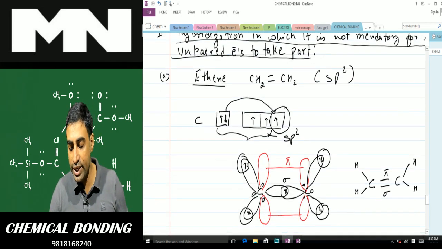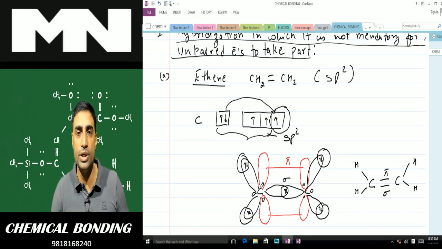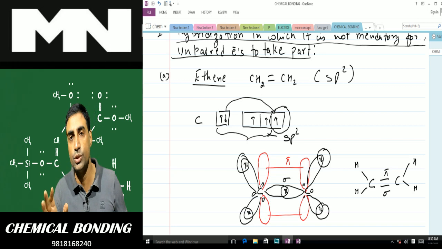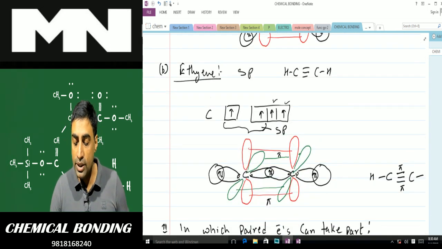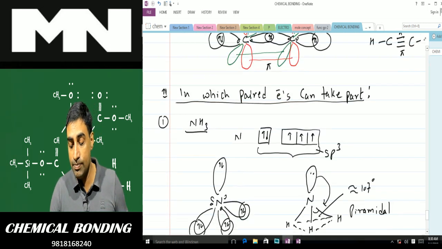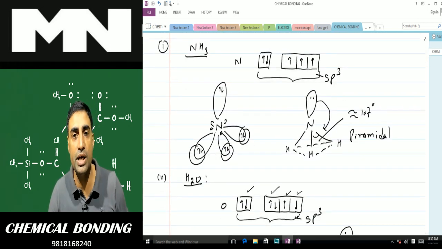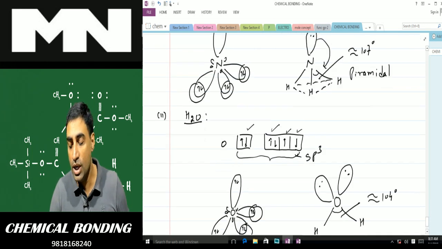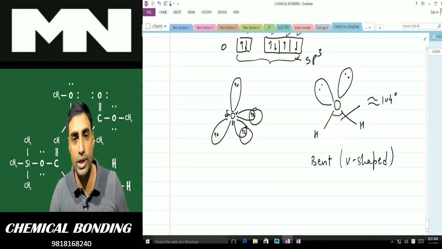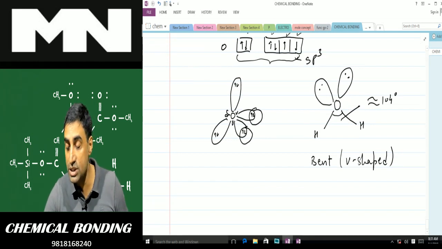After that, we talked about hybridization in which it is not necessary for all unpaired electrons to take part. The electrons which take part in hybridization will form sigma bonds, and those which do not take part in hybridization will form pi bonds. Next is hybridization in which even paired electrons can take part. Although these paired electrons can take part in hybridization, they will not take part in chemical bonding. I taught you two examples, ammonia and water, and we'll do only this in today's session.